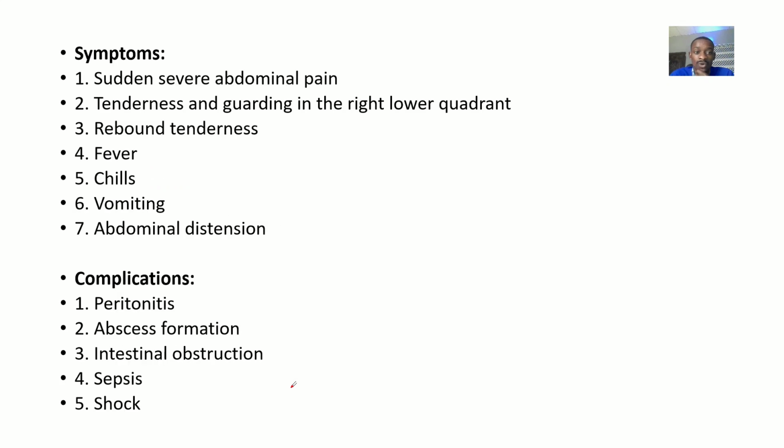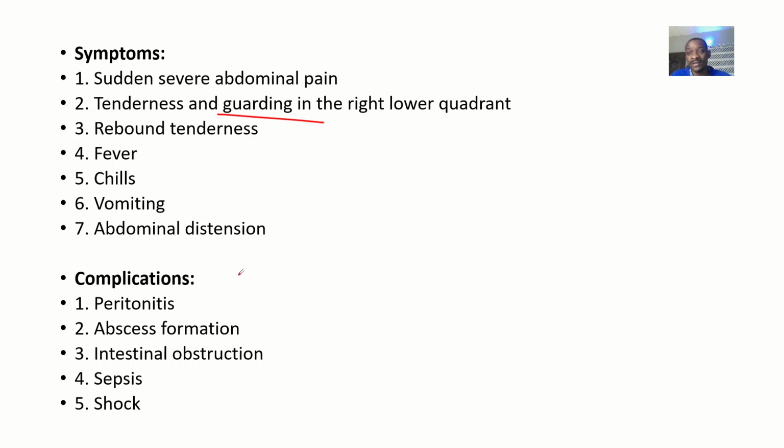Okay. So what will be the symptoms? A patient that has a perforation already, how will they present to you in the clinic? There will be severe abdominal pain. There will be tenderness and guarding at the site of perforation. There will be rebound tenderness, fever, chills, vomiting, and abdominal distension. These will be the primary problems of a patient that has these perforations.